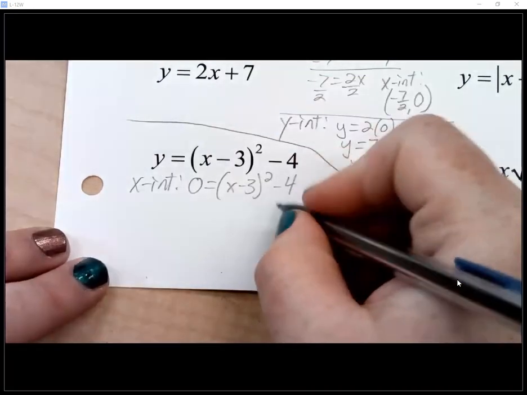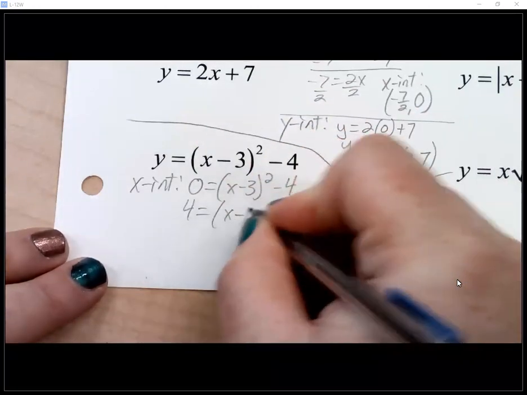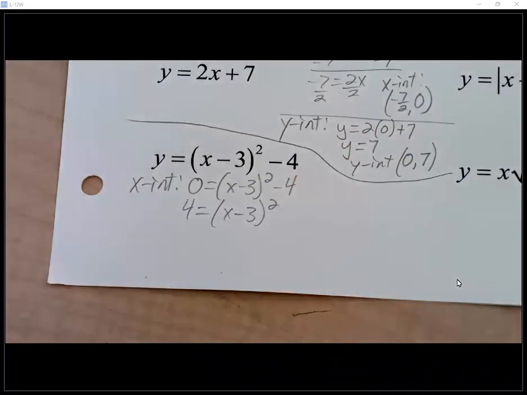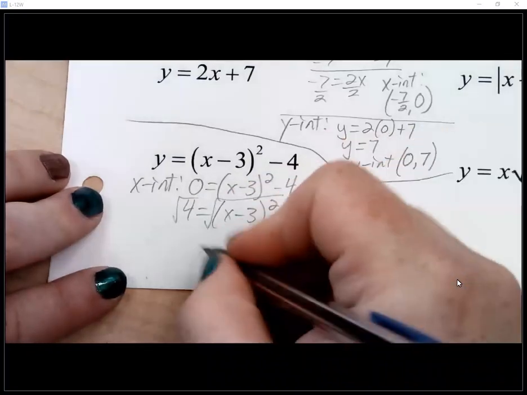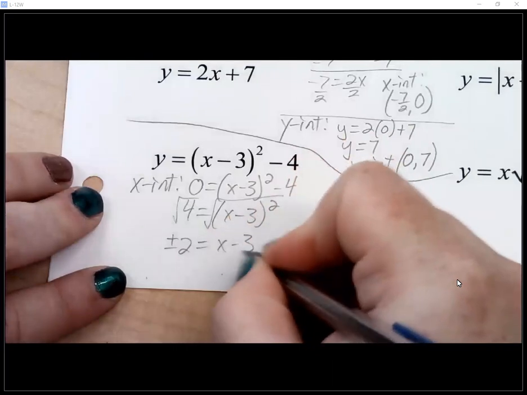So if I add 4 to the other side, I'm going to get this. And now I can take the square root of both sides. What do you have to remember though when you take a square root? Yes, positive and negative. X minus 3, and then just add that 3 over to the other side.